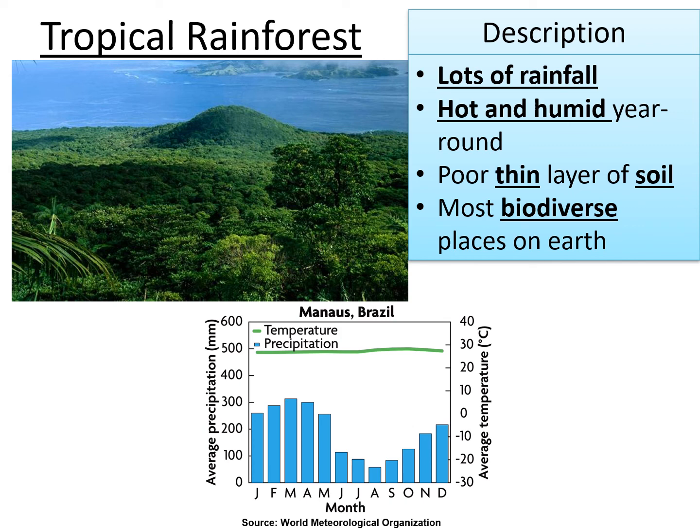Let's go ahead and look at the graph. Let's start with precipitation again. So looking at the highest amount, so probably around March, April, that could get up to 300 millimeters of rain. The temperature is very consistent. It's almost a straight line going across close to 30 degrees Celsius for the entire year. And so because of that warmth and because of the amount of rain, we'll talk about the variety of life that exists there.